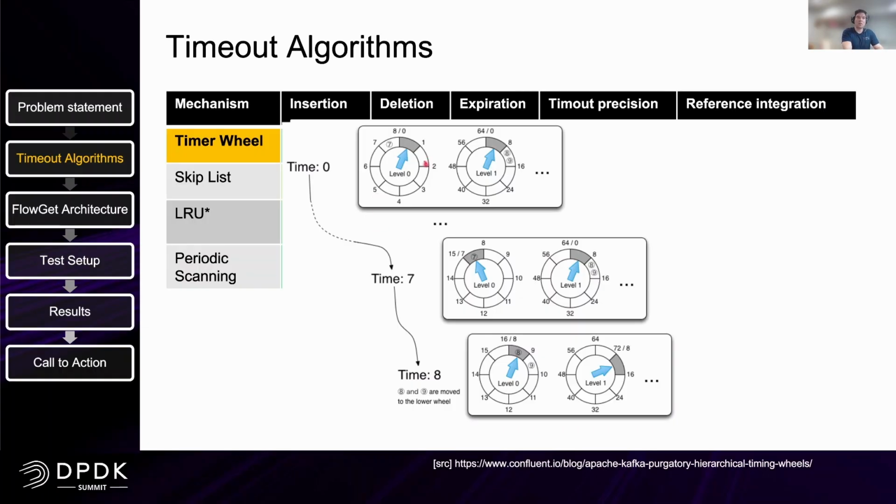It's a circular array essentially where each slot represents a time interval. Timers will be assigned to each slot based on their expiration time. One improvement here or next generation is the hierarchical timer wheel that implements multiple wheels for certain time granularities. So this could be seconds, minutes, and then hours.